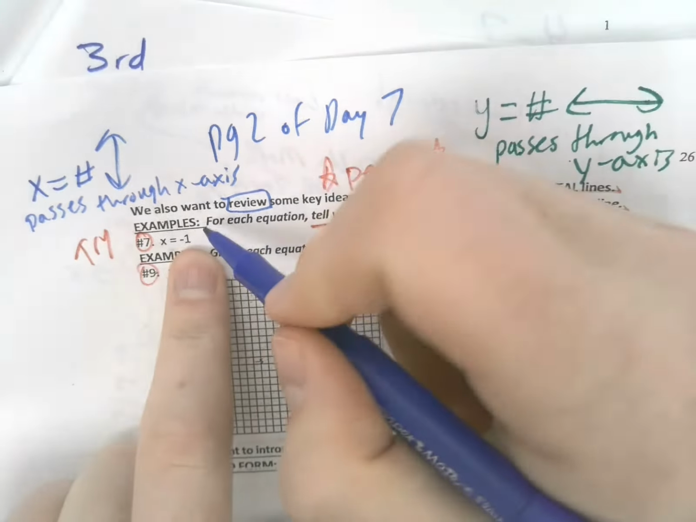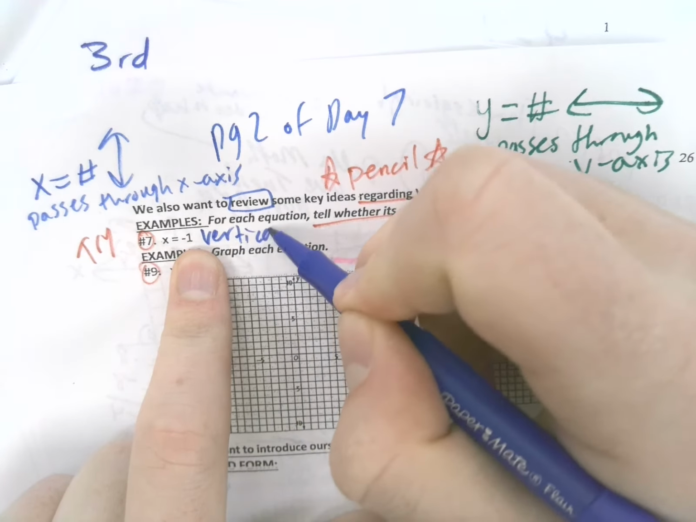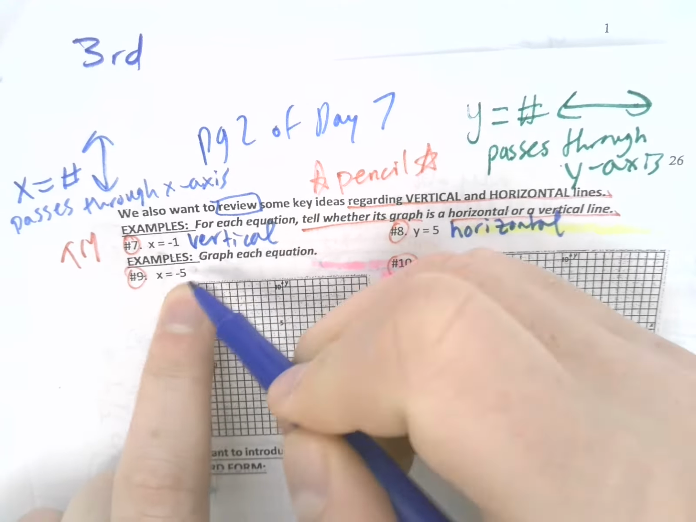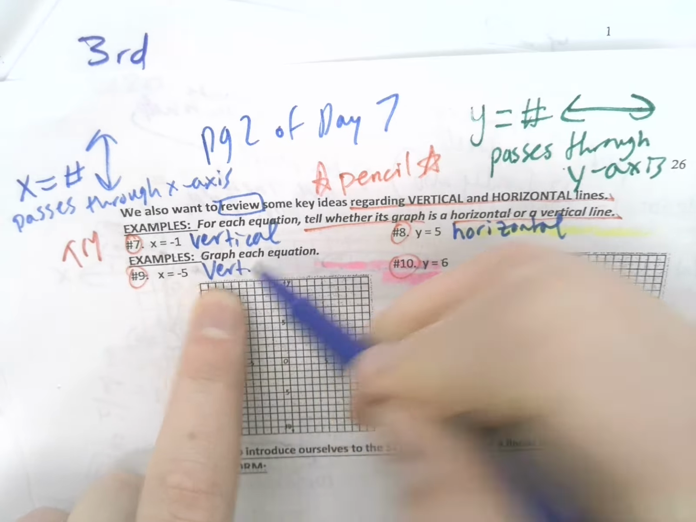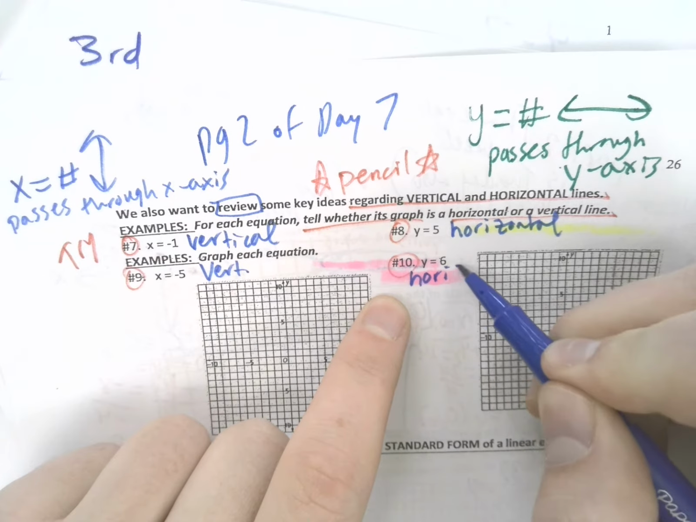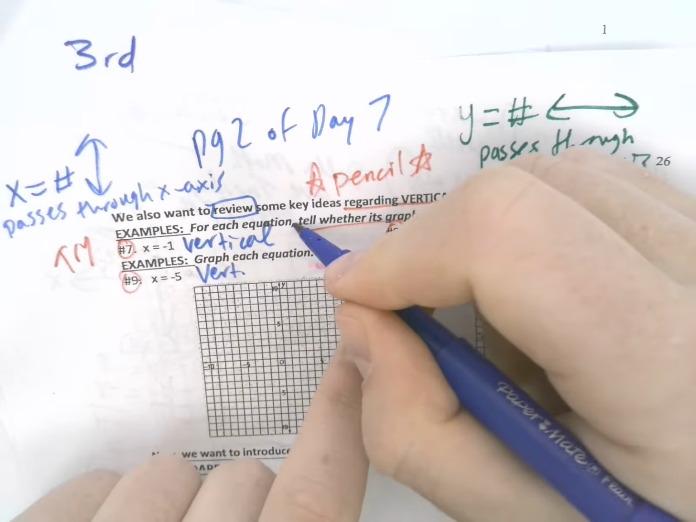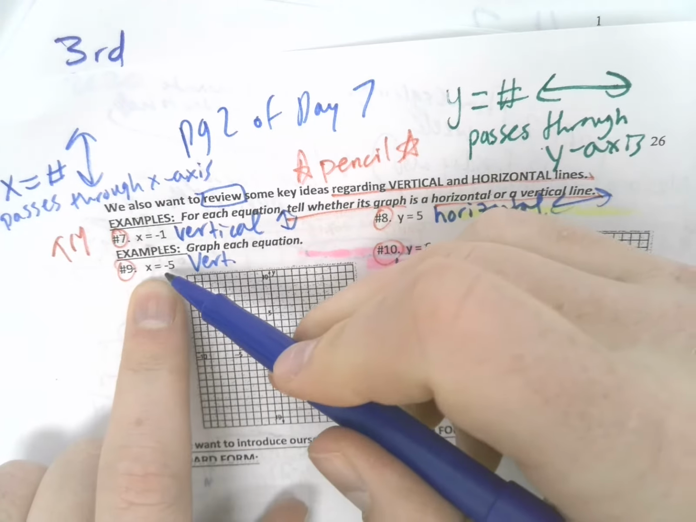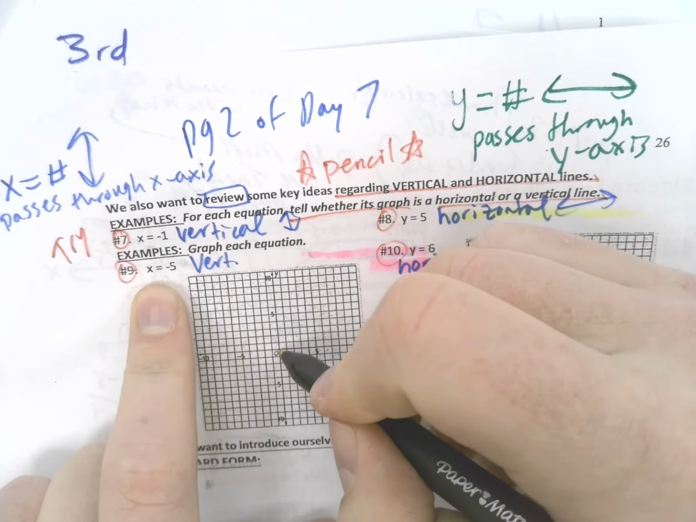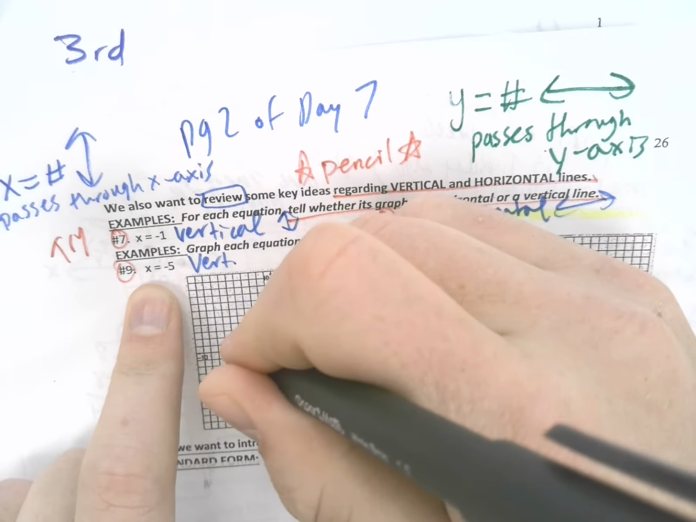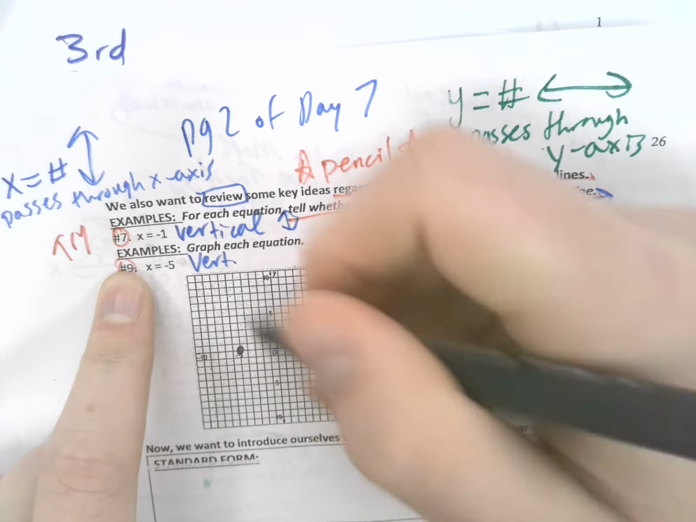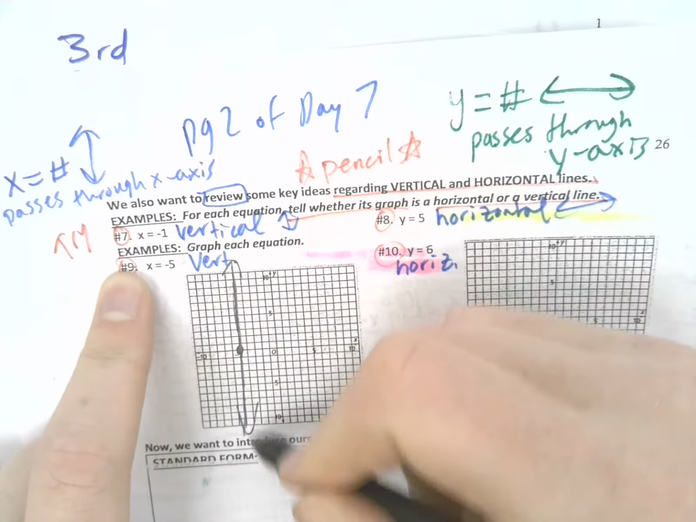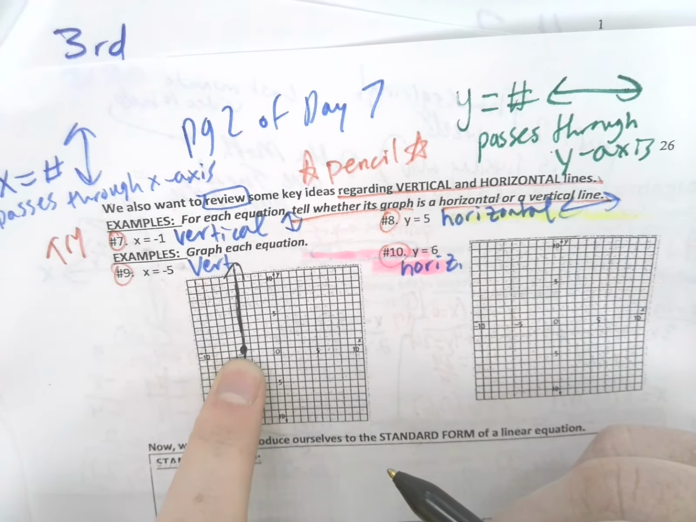So, for number 7, we got a vertical. Number 8, horizontal. Number 9, going to be vertical. And number 10, going to be horizontal. Now, let's actually graph these two down here, guys. So x equals -5. We start at the origin. We go over 1, 2, 3, 4, 5. Boom. And that's where it's going to hit on this line. There you go. There's our vertical line going through -5.